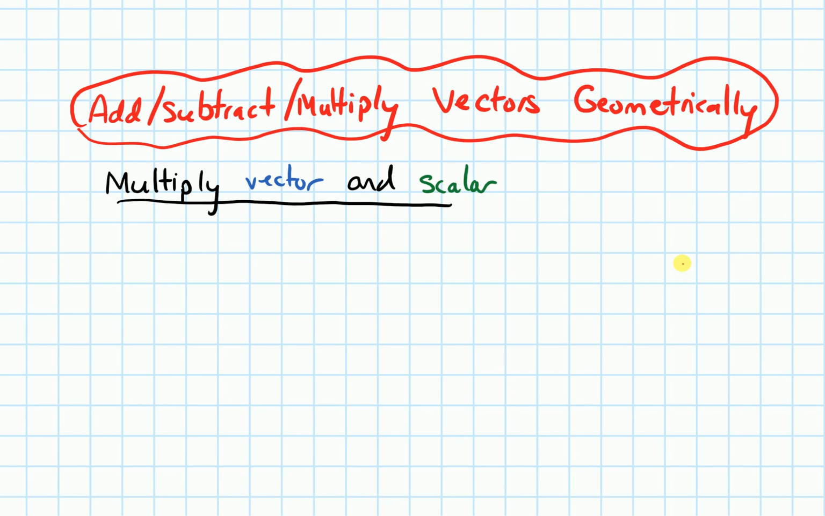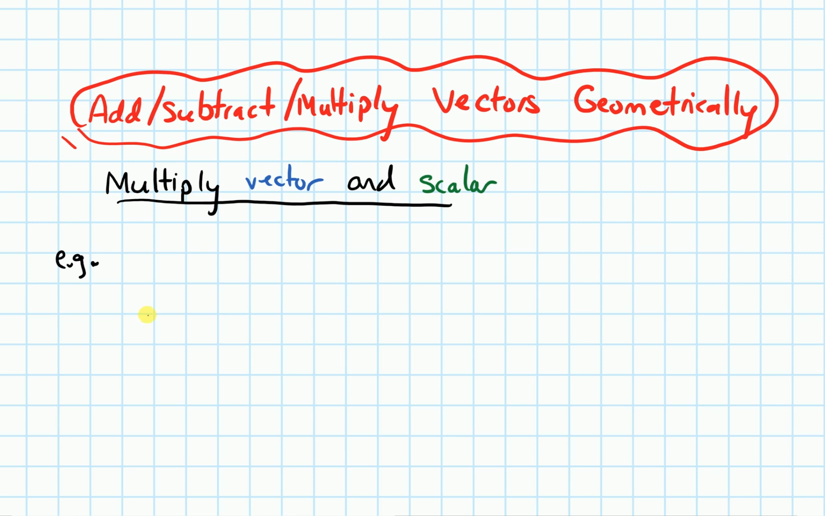In this video, we're going to talk about how to perform operations like addition, subtraction, and multiplication with vectors geometrically. I first want to begin by talking about how we multiply a vector and a scalar. So let's look at an example. Geometrically means I want to do this visually with the picture.